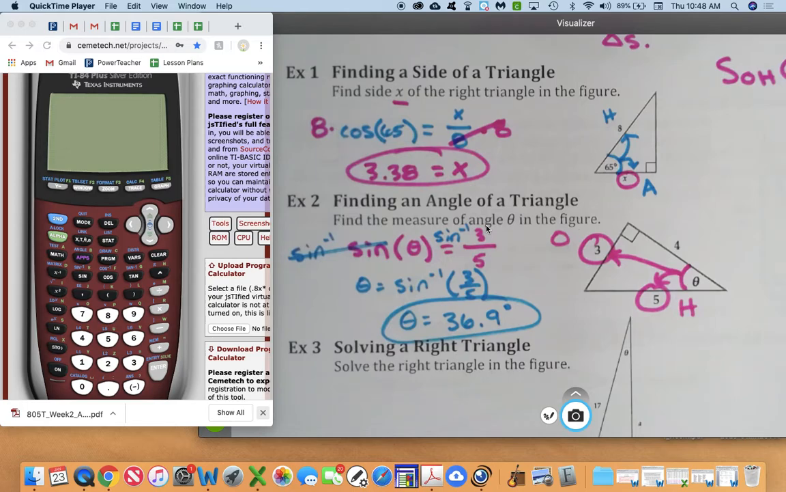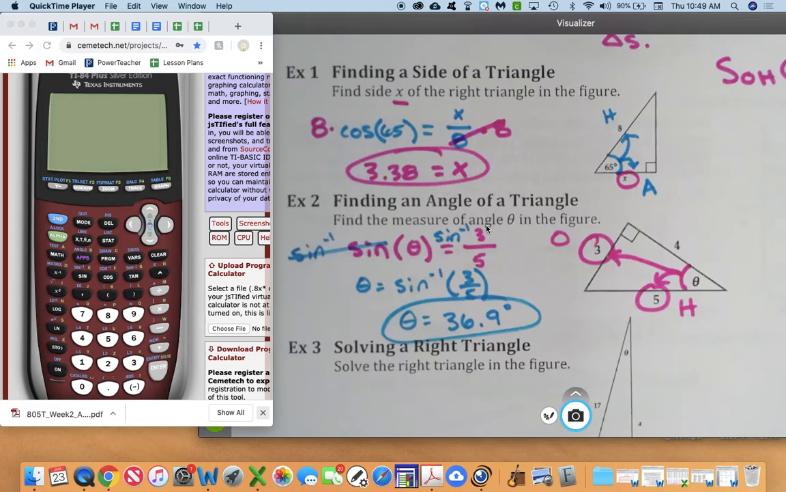Okay. So we could have chosen to use 4. Yeah, that's what I meant, we chose not to use 4, right? 5 is the hypotenuse to angle theta. So in that case, we would use cosine.